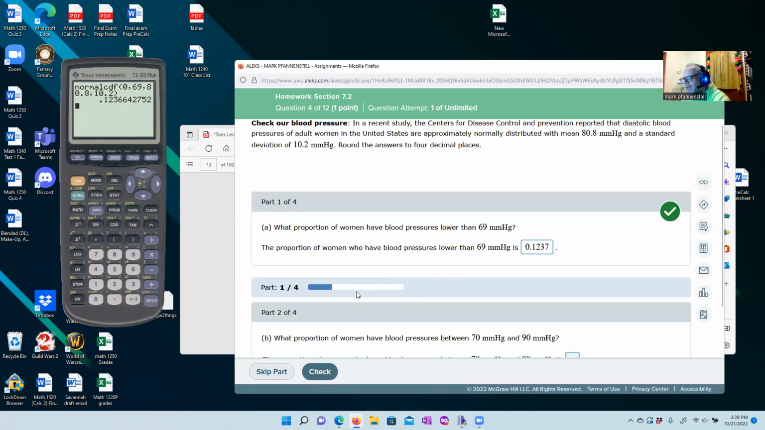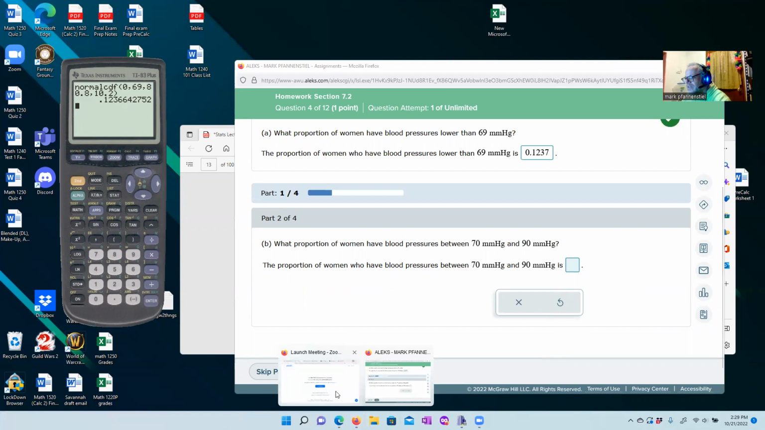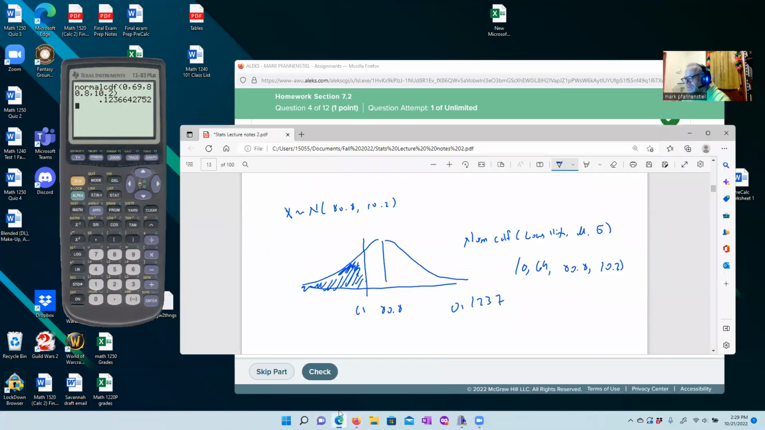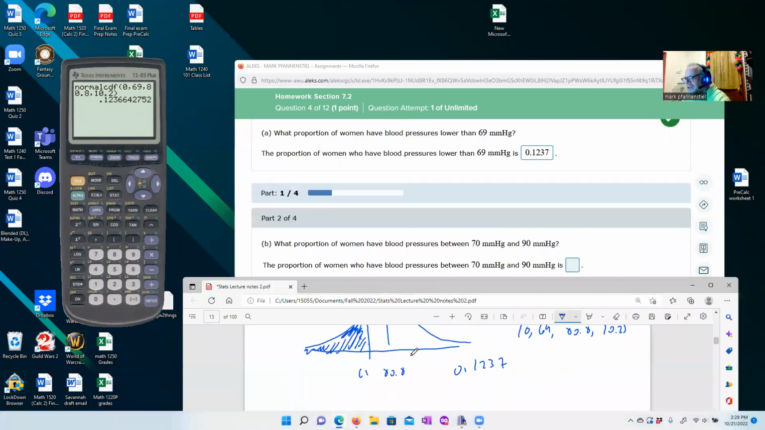Okay, what is the proportion of women who have blood pressures between 70 and 90? Again, this seems to be a really hard problem, but for the calculators, it's actually not. This is one thing I will appreciate the calculators for, because we had to look this thing up and subtract things. It was kind of hard.